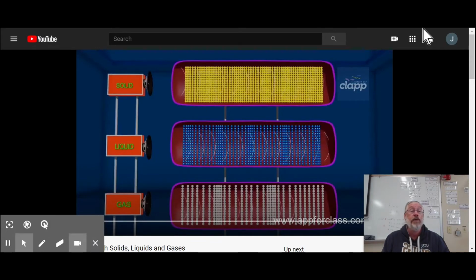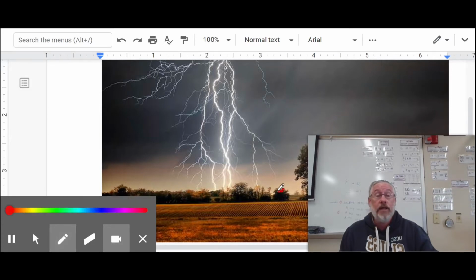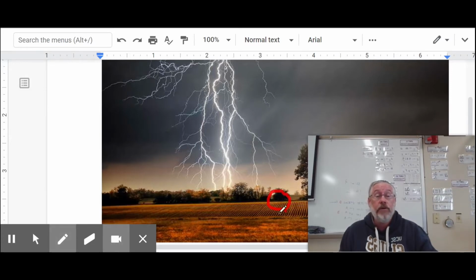Okay, so one final thing to talk about in terms of sound is lightning and the thunder that you hear. So let's say you see this bolt of lightning hit the ground here, and let's say you are standing on this side of the field here.